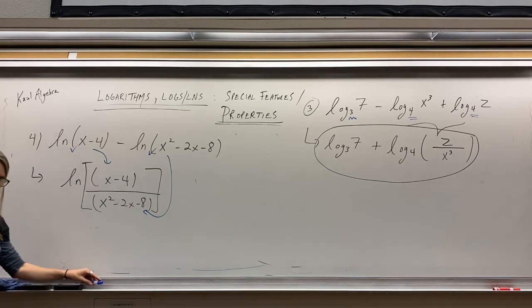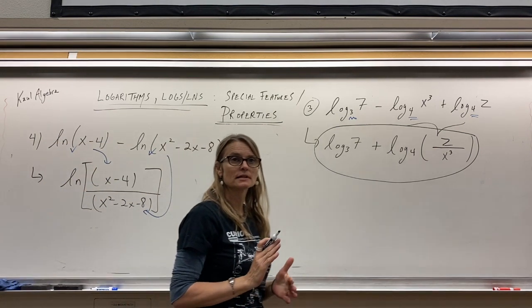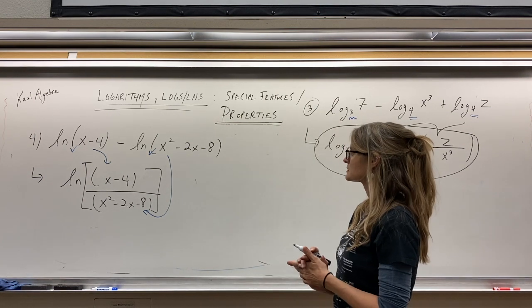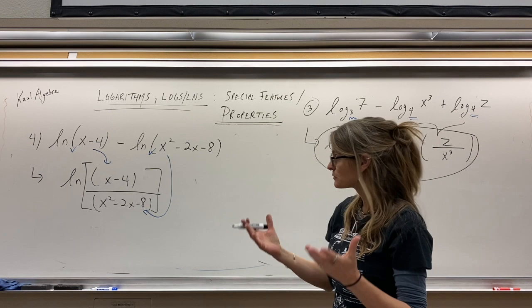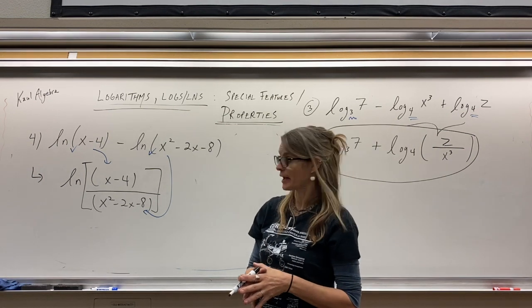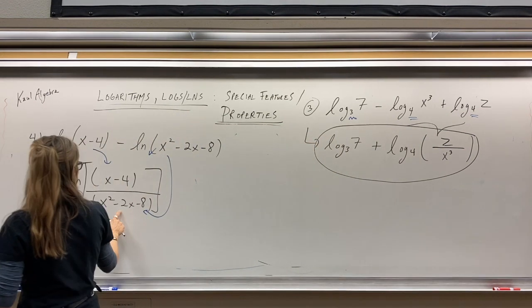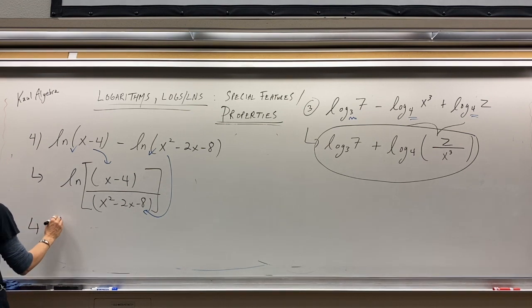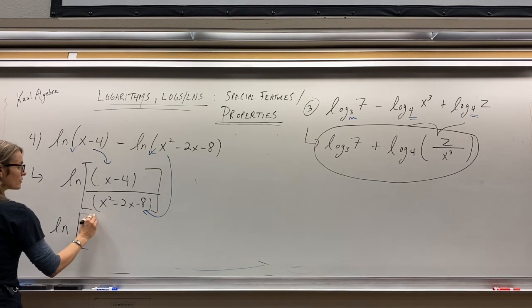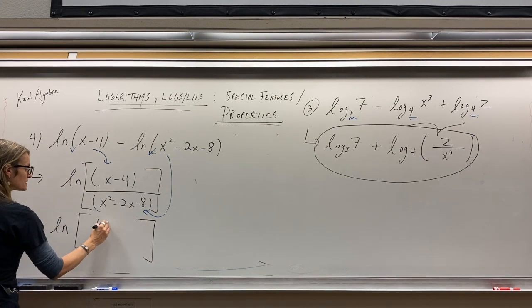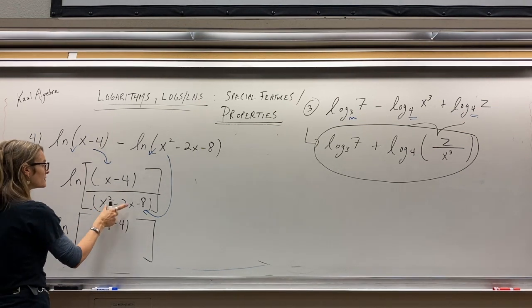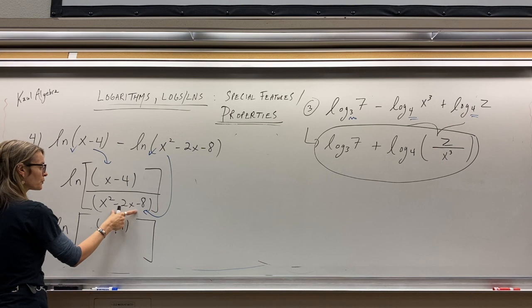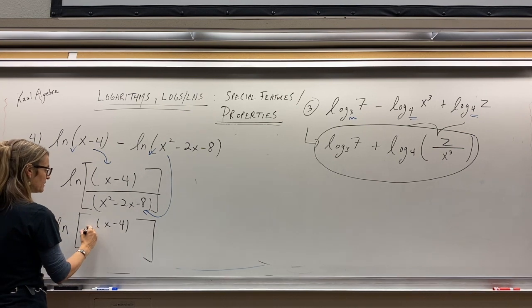Now, am I done? Well, in a case like this, where you see that there's factors and polynomials involved, you want to look at reducing any of those if you can. So what I want to do is get this in factored form and see if there's any way of reducing the inside of the log or simplifying it. Okay, this is x minus 4. What does this factor out to be?